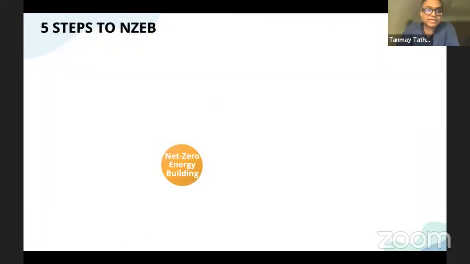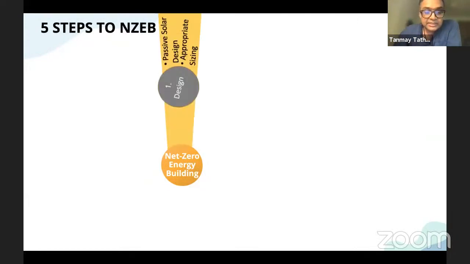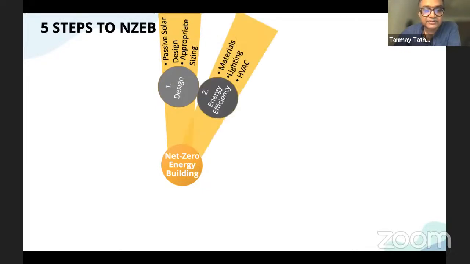So what are the five steps to get to net zero? Number one is design. So passive solar design, and appropriate sizing. Sizing becomes very important. Any area that is superfluous, that can be minimized, is your net zero, more than net zero. It's net zero carbon. The greenest building you can make is the one that you never make or never have to make. So look at the area statements, look at the way you can reduce the built-up volume, and whatever is built needs to be built according to the climate and the approach towards a passive design for comfort.